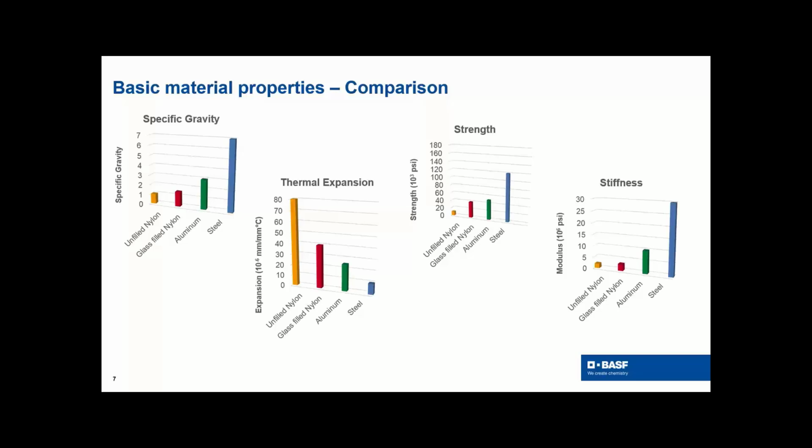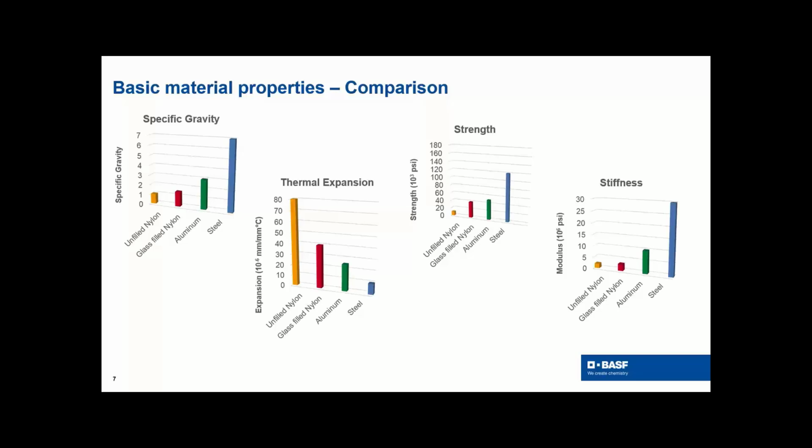Strength. This is showing that unfilled plastic is significantly less than the metals, but the filled plastic is close. It's close to aluminum, and it's not that far off from steel. You can really design around that fairly easily, as we'll see.